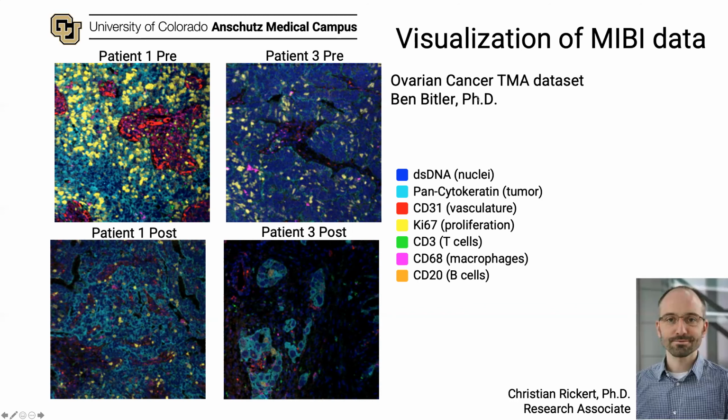And in this particular case, this data set was from Ben Bittler's TMA, ovarian cancer TMA data set, where we were looking at patients pre and post treatment with chemotherapy. The main difference being that we can really see a drop in Ki-67 here, pre compared to post treatment with chemotherapy, which would be expected.